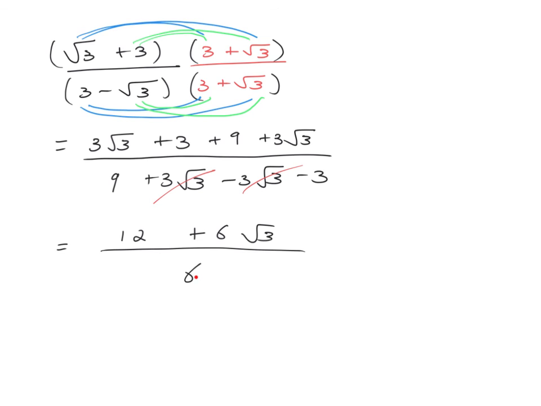Since there is one number in the denominator, it can divide into both 12 and 6. 6 goes into 12 twice. And, well, 6 goes into 6 once. I'll just write the root 3. And this here is the final answer. It is 2 root 3.